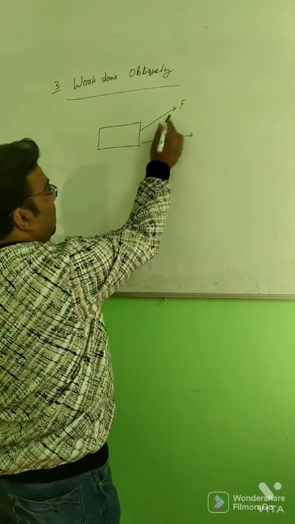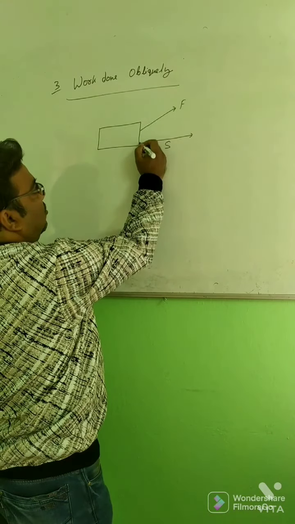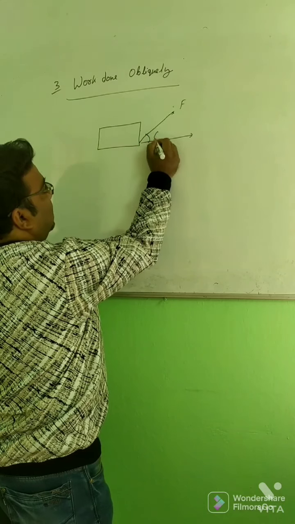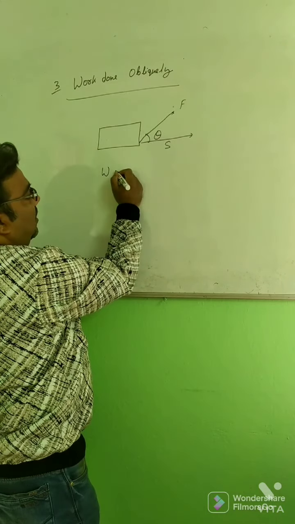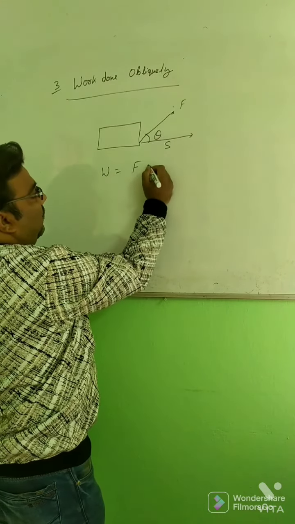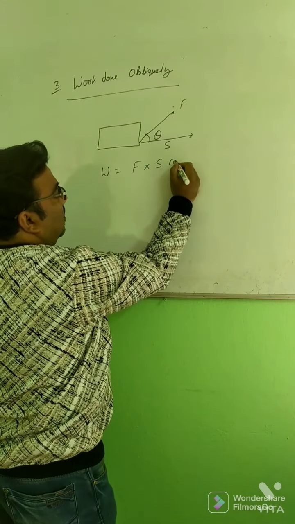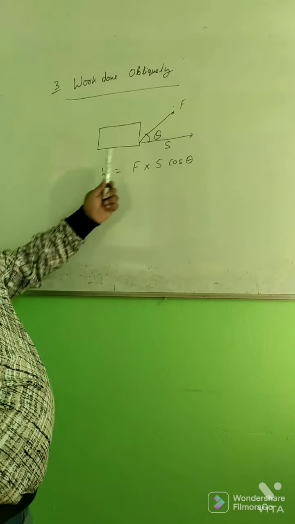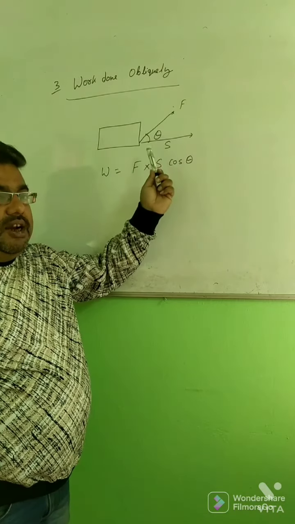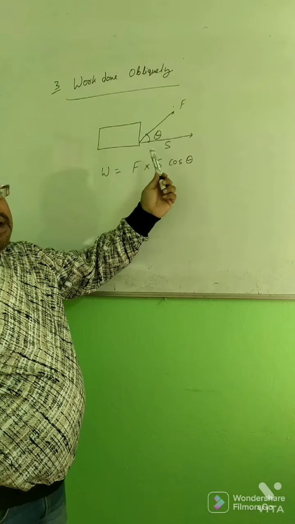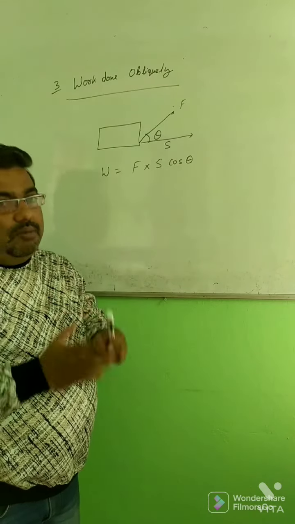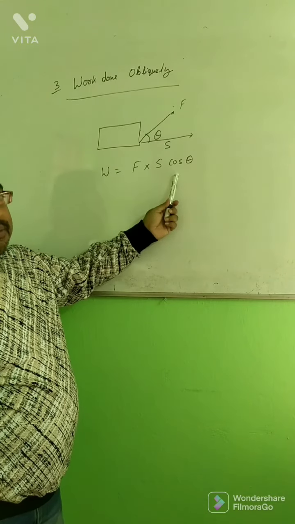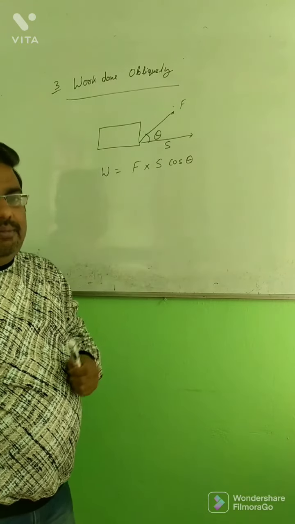And if there is an angle between the direction of force and the direction of motion, say that angle is theta, then work done obliquely is W equals F into S cos theta. When there is some angle between the direction of force and the direction of motion of the body, that is said to be work done obliquely, and W equals Fs cos theta. Cos theta is a trigonometric term here.